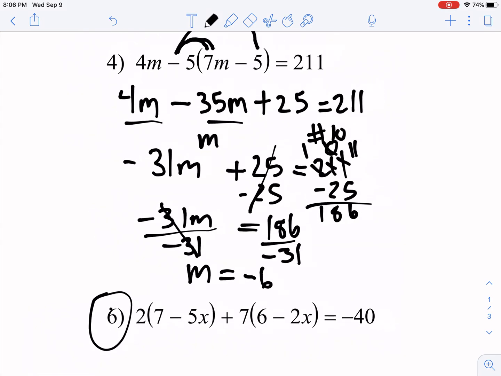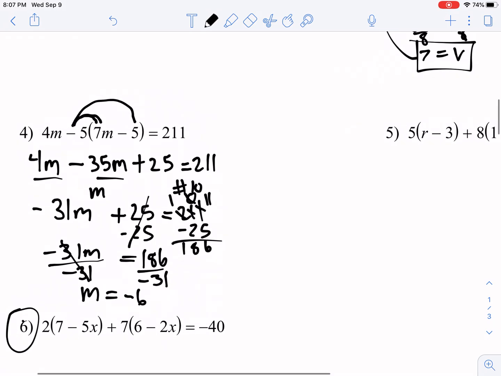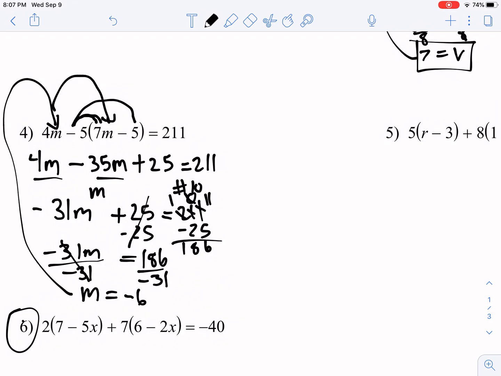Okay, now checking it would be important here. I'm going to try to write it small enough so we can check it on the side, but we're going to plug in negative 6 for each m. So we'd have 4 times negative 6 minus 5 times (7 times negative 6). So don't get confused with the parentheses. All I'm using the parentheses for is to say we have 7 times that. Minus 5 equals 211. So if we're doing it right, we should get 211 on the left side.